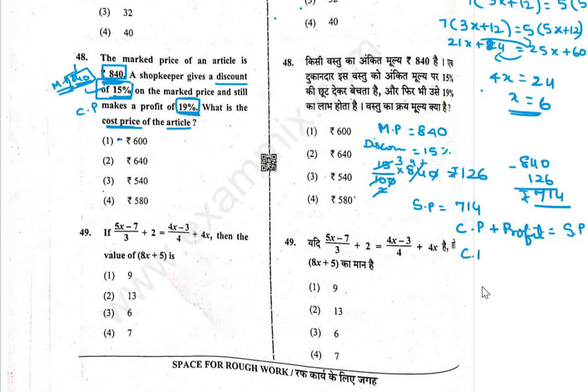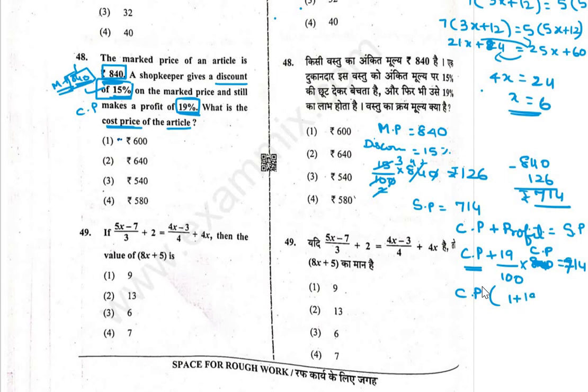So cost price we don't know. Profit percentage is given, so we can find the profit. Out of 119 rupees profit. SP we have already found: 714. And here, not 840, CP. Change it. Profit we always calculate with the CP. So take the CP common.